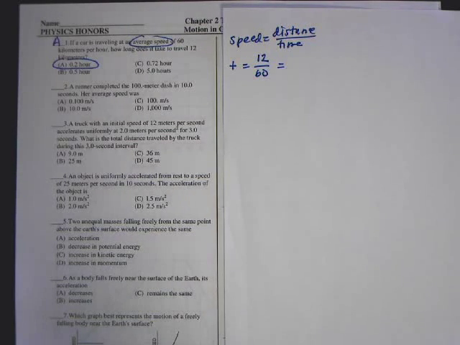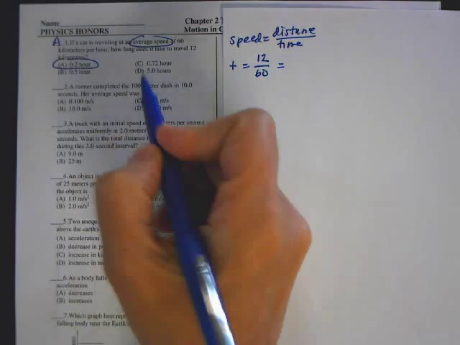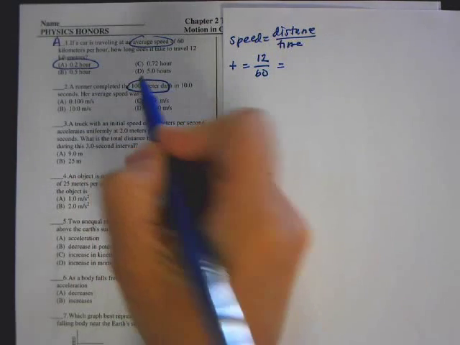Number 2 says a runner completed the 100-meter dash. So again, this is going to be my distance. In 10 seconds, her average speed is, so the speed again is just going to be the distance, which is 100 divided by 10, and you could do that in your head, and the answer is 10.